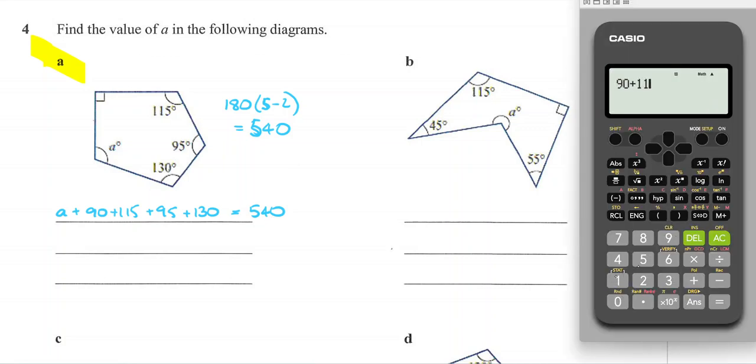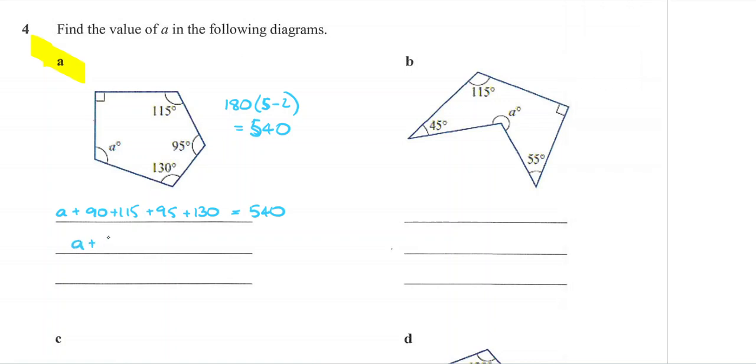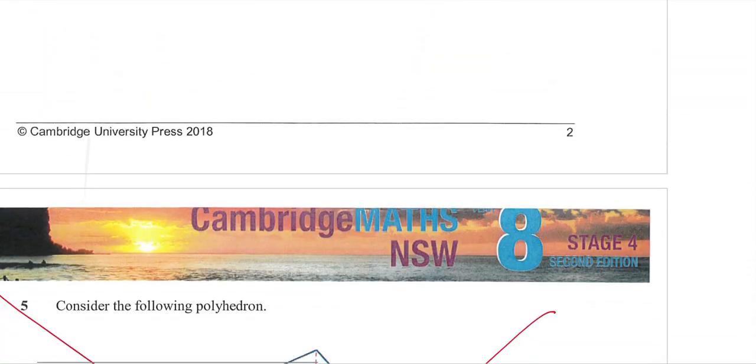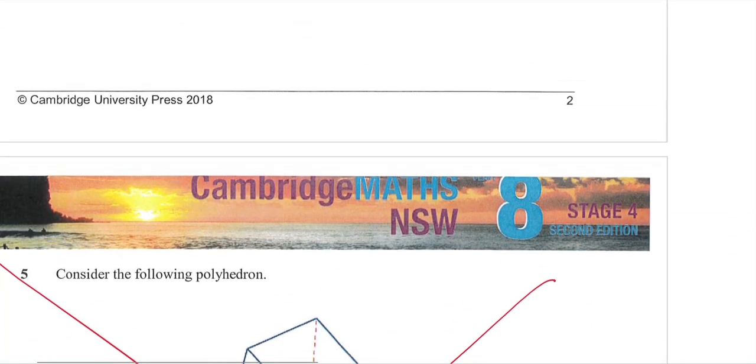90 plus 115 plus 95 plus 130. So it's 430. And then subtract your 430 to get your answer, which is 110 degrees. Does that make sense? There is a fair bit of working out, but because we're so good at equations, hopefully it's not too difficult.